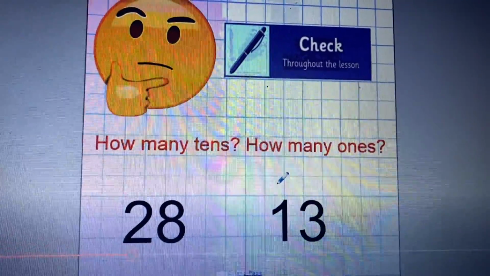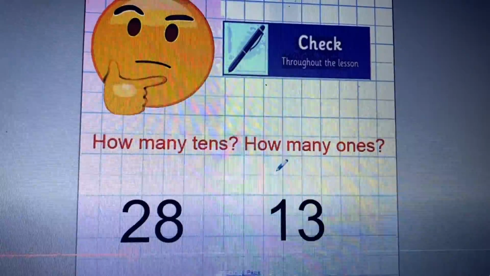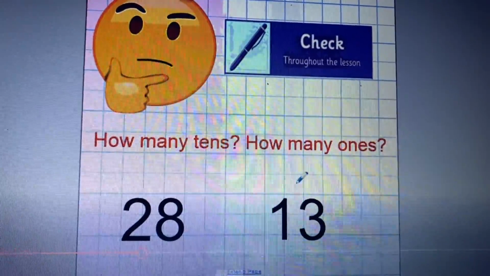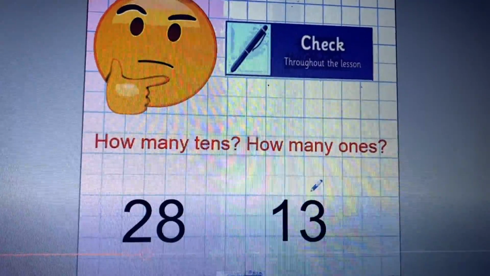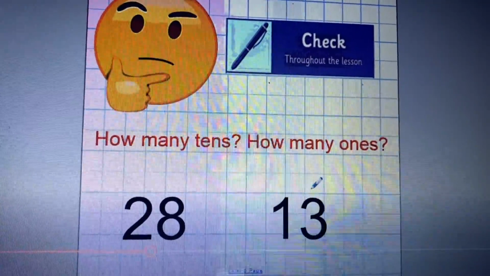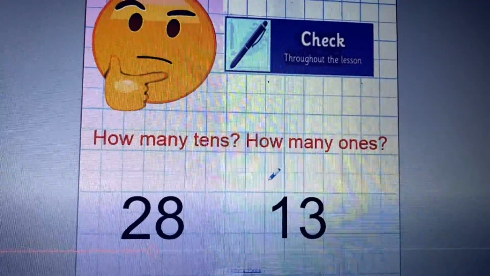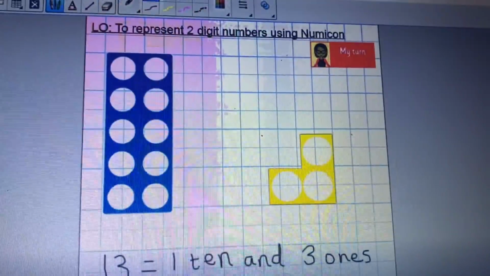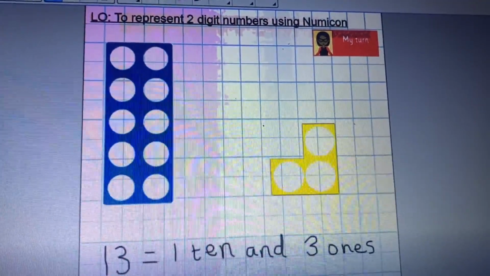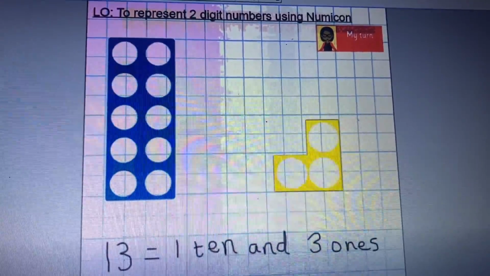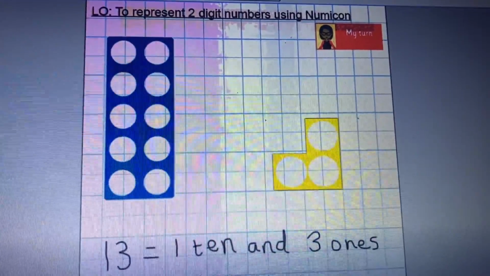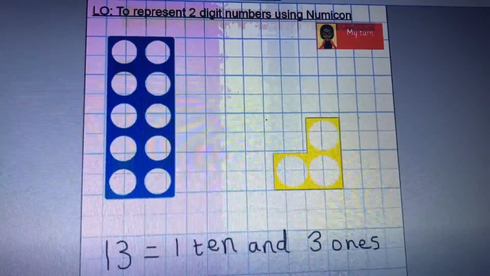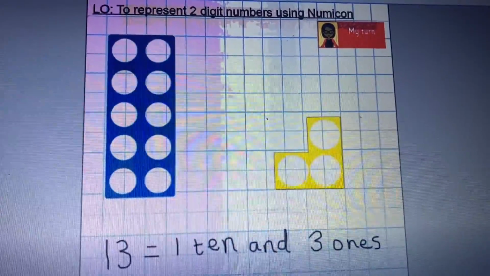So we look to the first digit. How many tens? 1 ten and 3 ones. Well done. Don't worry if you're still a little bit confused, because that's what we're going to look at now. So, here I have some Numicon. In the pack we gave you back in November, you should have had some Numicon pieces to cut out. Don't worry if you've lost these, it's okay, because we'll have them on the screen too.